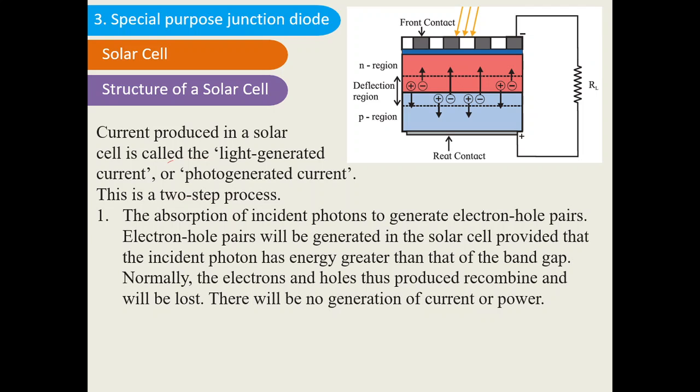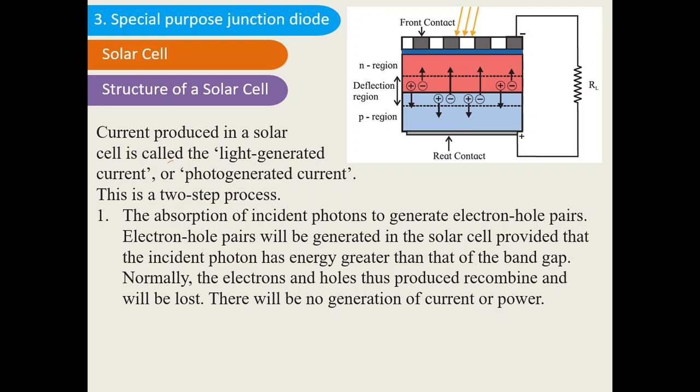So because of this only, you can say the solar cell is going to charge. The condition is that the incident light should have energy greater than the energy band gap of the semiconductor device chosen in the substrate region. So electron-hole pairs will be generated in the solar cell provided that the incident photon has energy greater than that of the band gap.